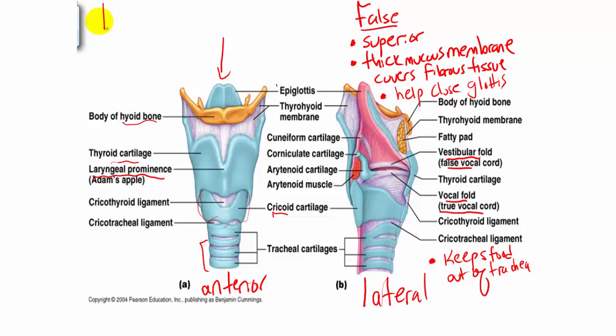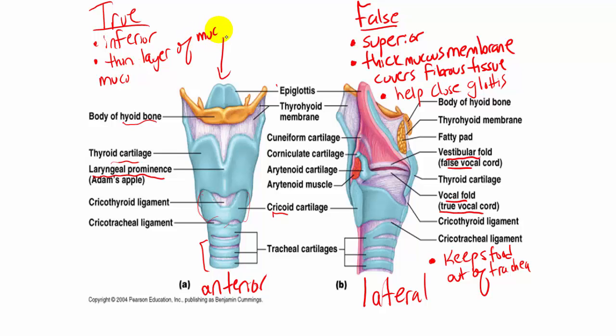The true vocal cords are inferior. They are below the false. And they consist of a thin layer of mucous membrane covering elastic tissue. Okay, so that is the true vocal cords. Now, elastic tissue is not very rigid, so when the air passes the true vocal cords, they vibrate and produce a sound, and that's where speech comes from.